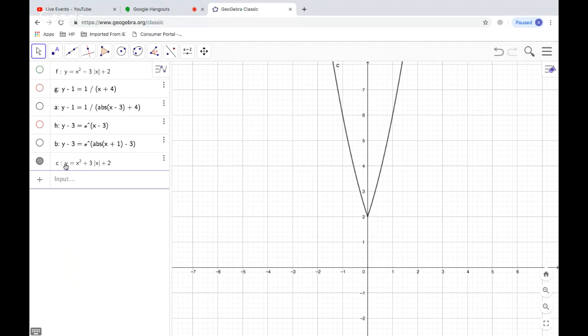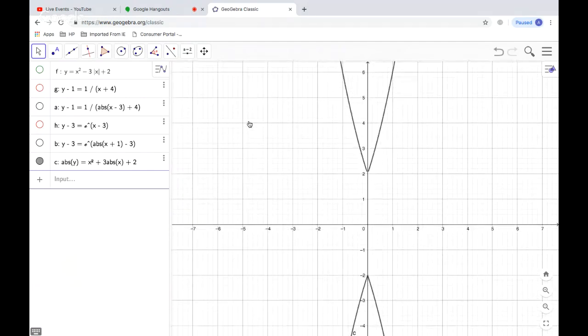Now you decided to take a mod on y. Correct. So let's say abs of y. Okay. So as you can see, the part of the graph which was above the x-axis, that graph got reflected below. Okay.